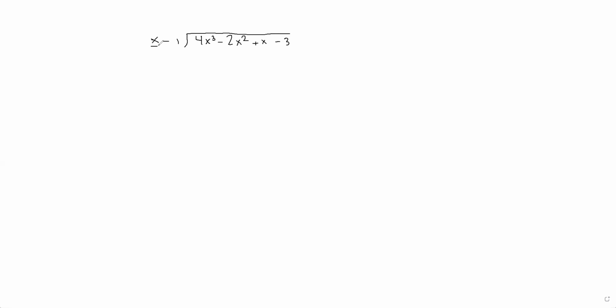So I'm going to start with x into 4x cubed. I'm going to ask myself how many times can x go into 4x cubed? The answer would be 4x squared. Then we multiply by x. Then we multiply 4x squared by -1. We get the following. We get 4x cubed minus 4x squared.